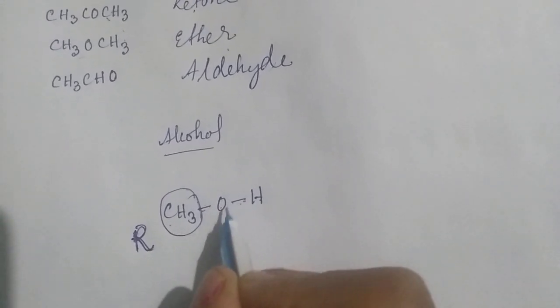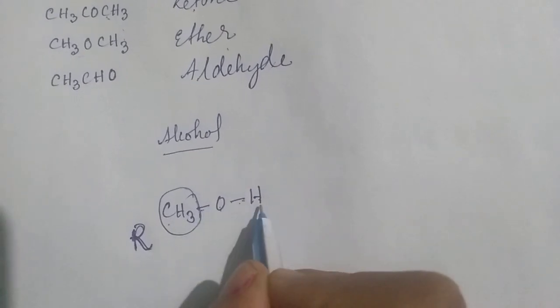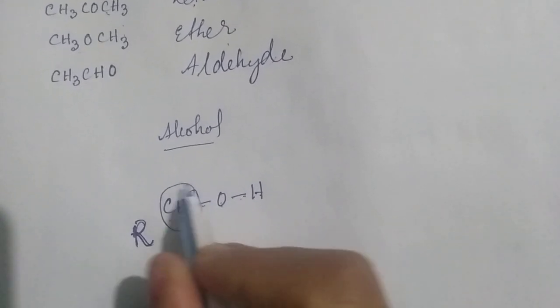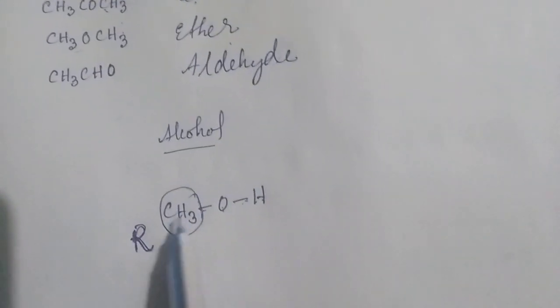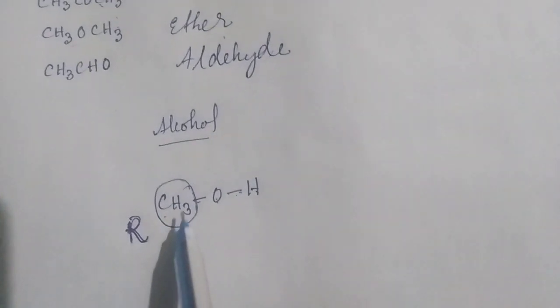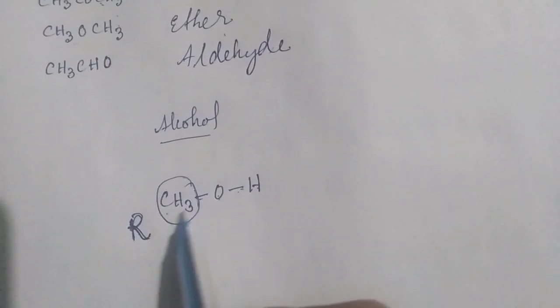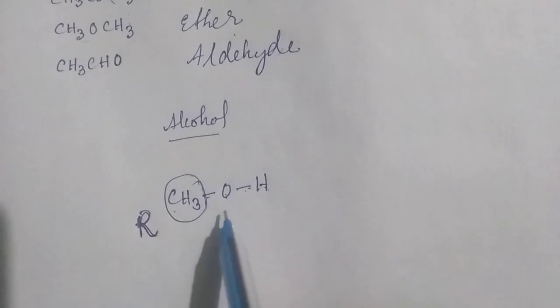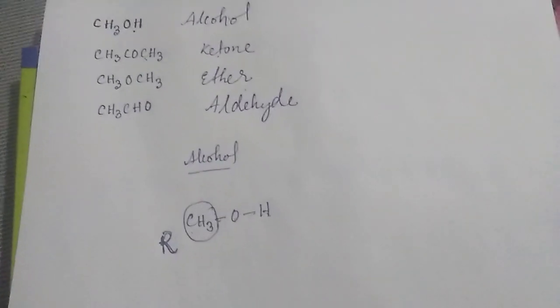So the bonding of oxygen is single bonded, one side hydrogen, one side carbon compounds, that means carbon chain. It can be any chain, it can be a longer chain, it can be a branched chain, but whenever there is carbon, oxygen, hydrogen, this is called alcohol. Now let me draw the ketone here.